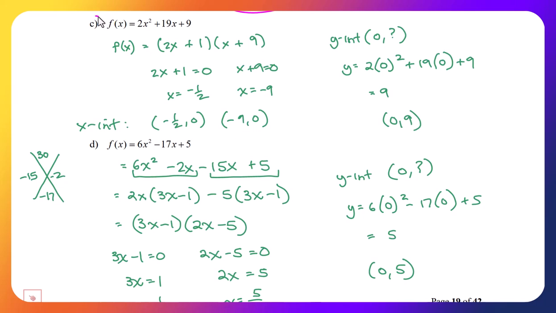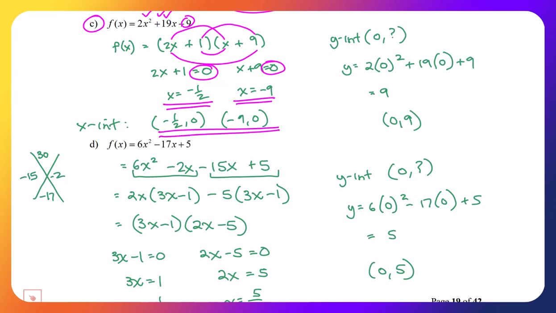For C, 2x times x is 2x squared. And if I want to make the middle term negative 19, if I leave the 9 as 1 times 9 and have the 2 and the 9 get together for the 18, and one more makes 19. Set each of these equal to 0, and this gives me the x-intercepts. Plug in 0 for the x. Easy, easy to get the y-intercept.